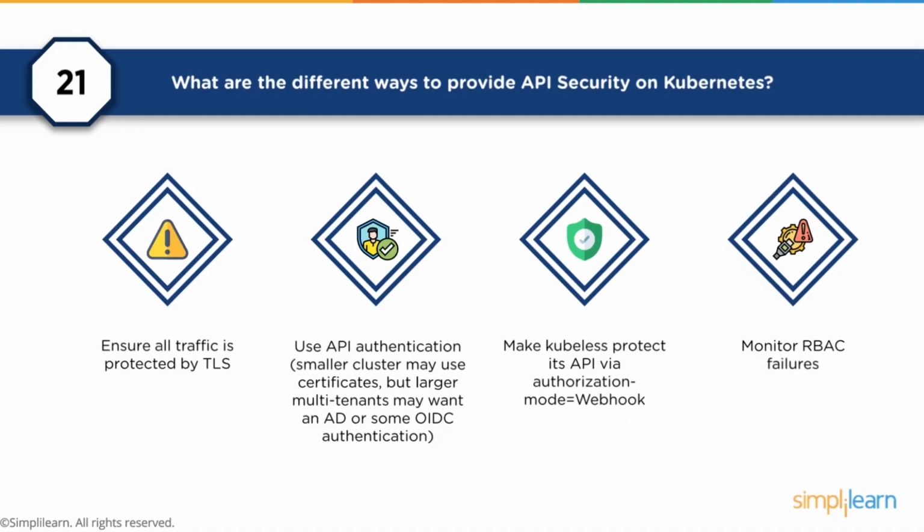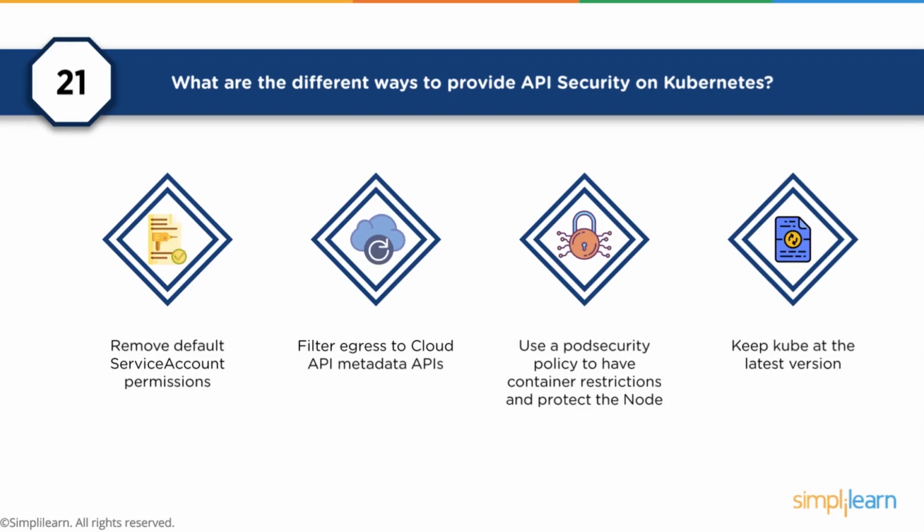The first is implementing TLS for your security. The second would be API authentication. The third is to make the kubelet protected via the authorization mode equals webhook command. The fourth is to monitor RBAC failures. The fifth is to remove those default service account permissions. The sixth would be to filter egress to cloud API metadata APIs. The seventh is to use pod security policy to restrict container policies and protect the node. And the eighth and final is to keep kubectl at the latest version.